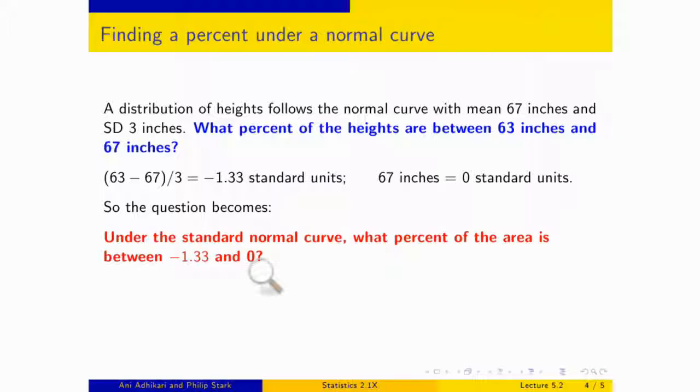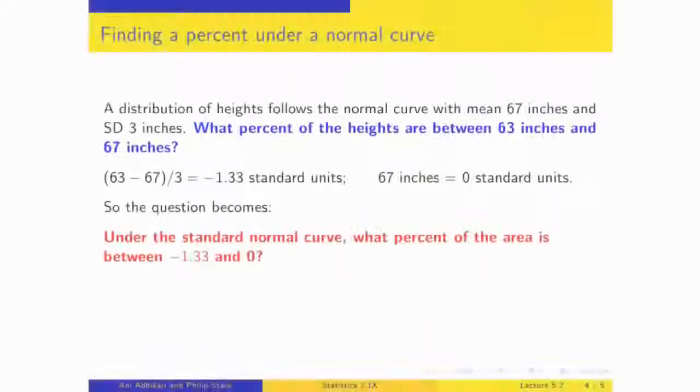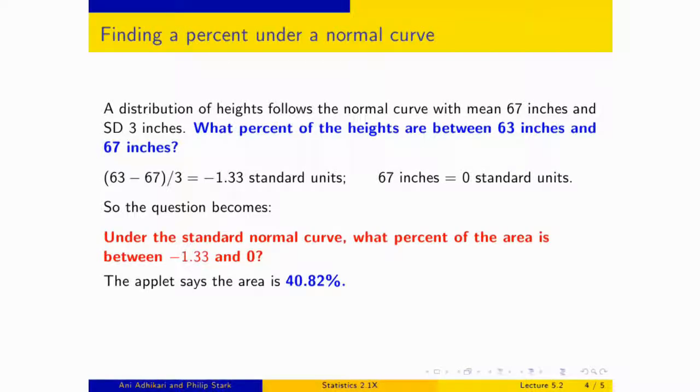So how do I find that? Well, yeah, I go to my applet. And my applet says that if I put the lower endpoint as minus 1.33, which is what I want, and the upper at 0, then the area in between those two under the curve is 40.82%. The applet says the area is 40.82%. What do I do to that? Nothing. I'm done.